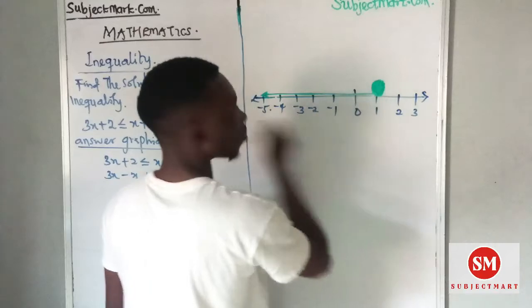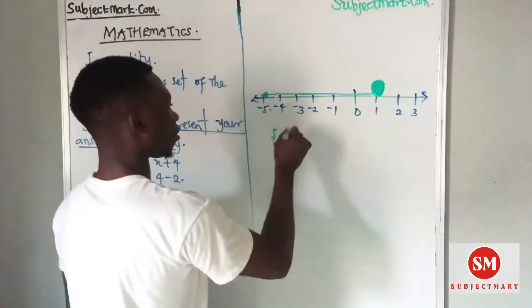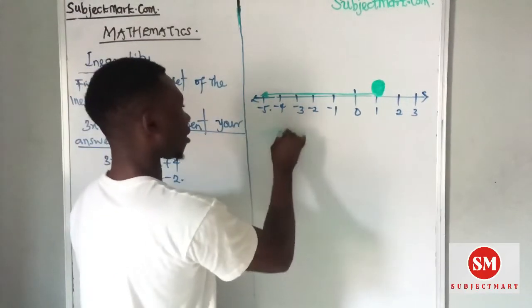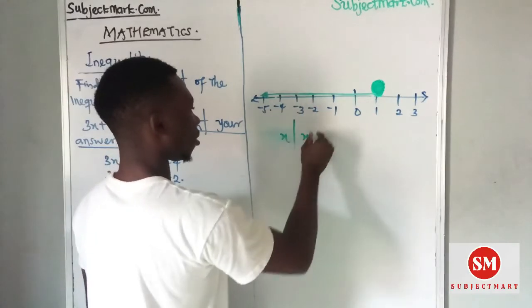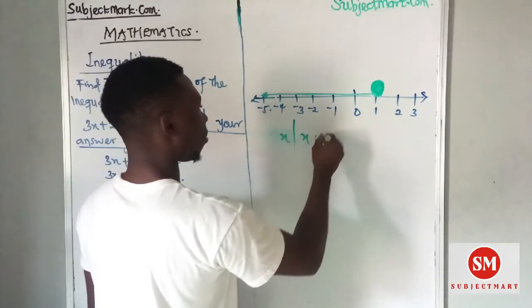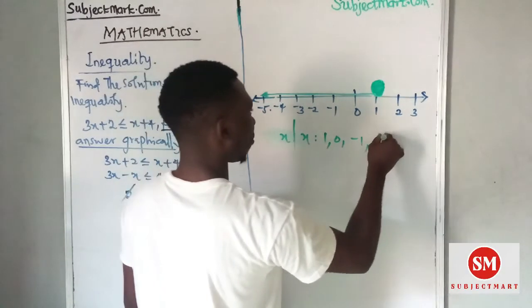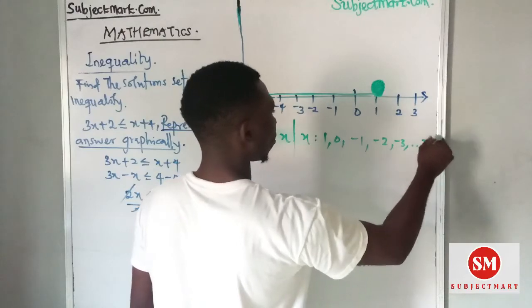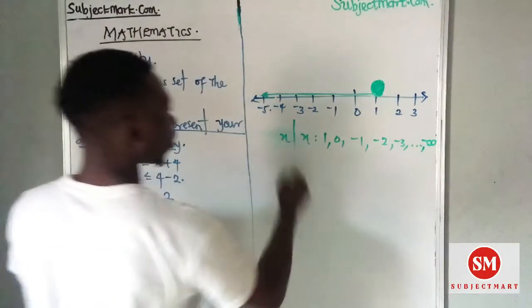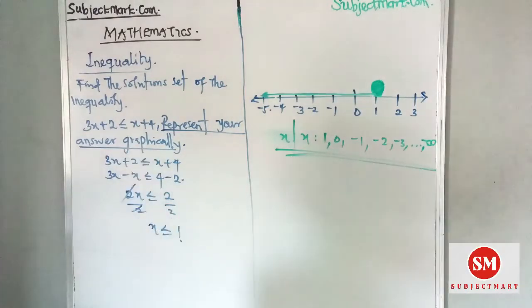What is the set of values? 1, 0. Or rather, you can write that x is such that x takes 1, 0, minus 1, minus 2, minus 3, to minus infinity. So this is your set of solutions for the particular inequality.